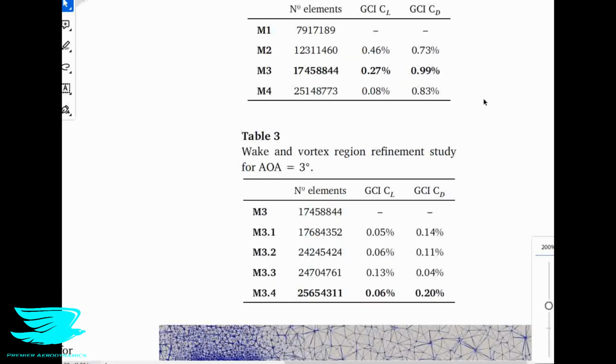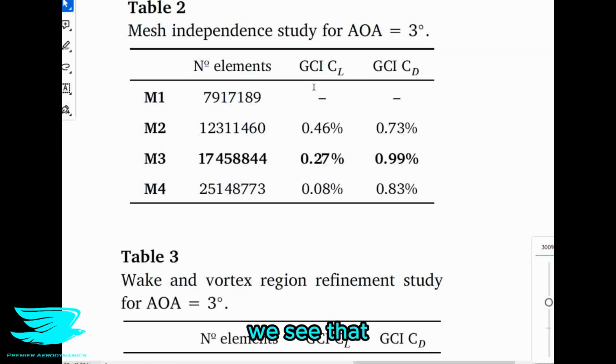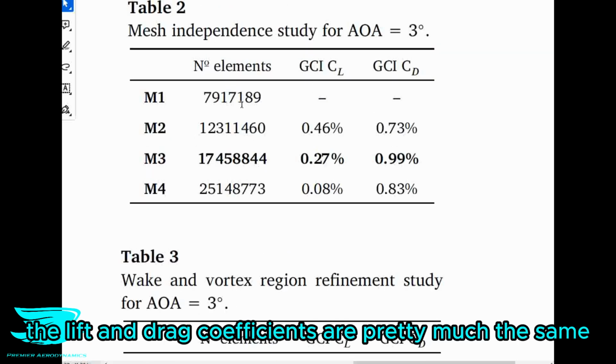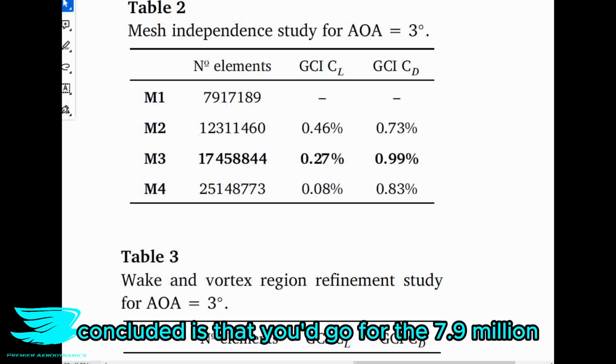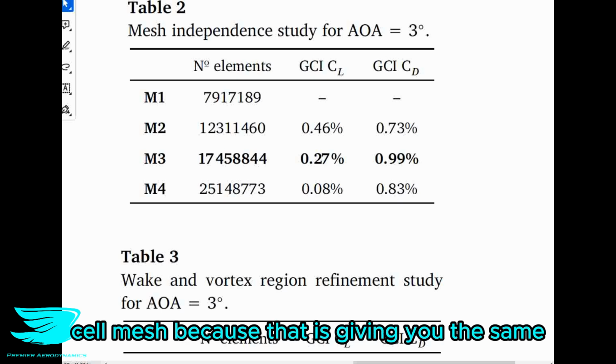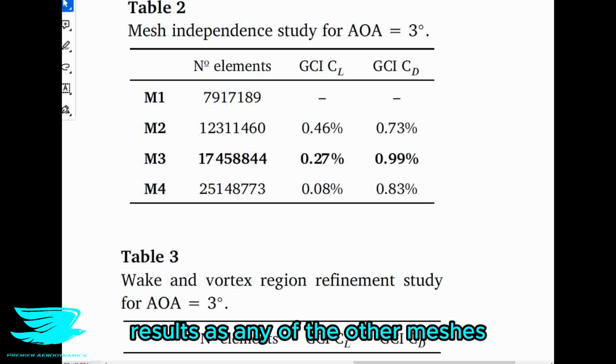Something else that is interesting is that even though in table 2, let me zoom in again, we see that for the coarsest mesh, which is 7.9 million, the lift and drag coefficients are pretty much the same as the finest mesh, which was 25.1 million. And the two meshes in between at 12.3 million and 17.5 million give very similar results as well. So what I would have concluded is that you'd go for the 7.9 million cell mesh because that is giving you the same results as any of the other meshes, but you save like 10 million cells.